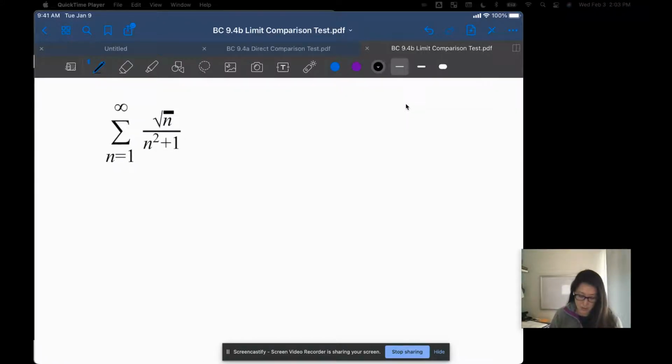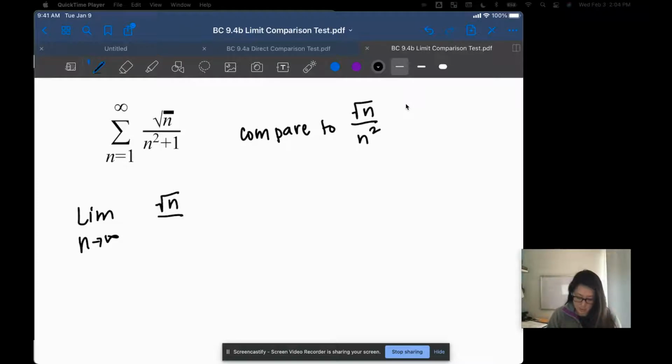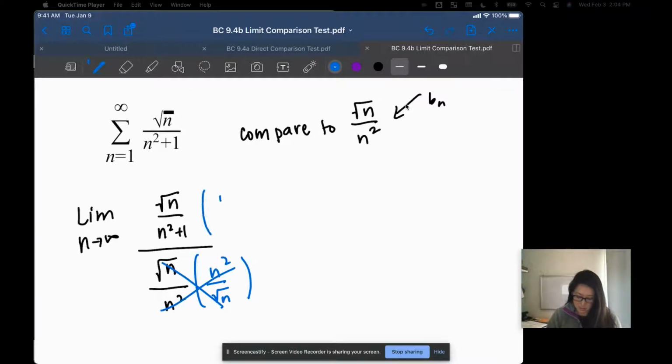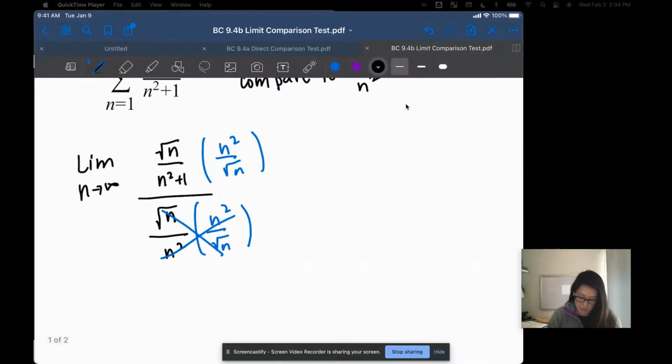So we have the sum from n equals 1 to infinity of the square root of n over n squared plus 1. First off, we need to compare to the square root of n over n squared, and I am going to set this up as the limit as n approaches infinity of a sub n over b sub n. So a sub n is the square root of n over n squared plus 1, all over b sub n, which is the square root of n over n squared, multiplied by the reciprocal. The square roots of n cancel, and I get the limit as n approaches infinity of n squared over n squared plus 1.